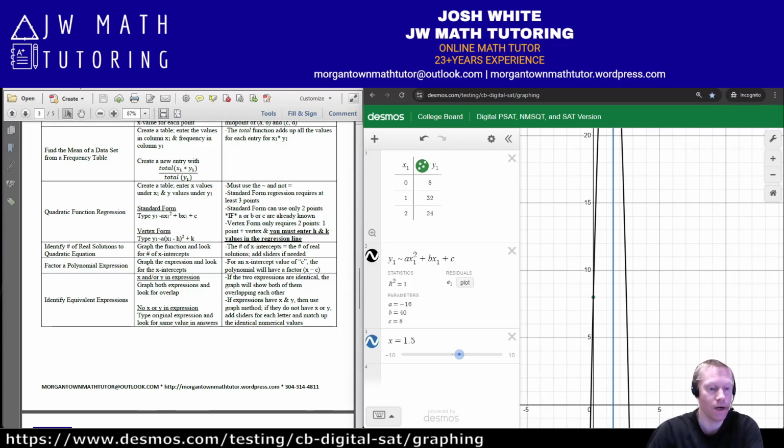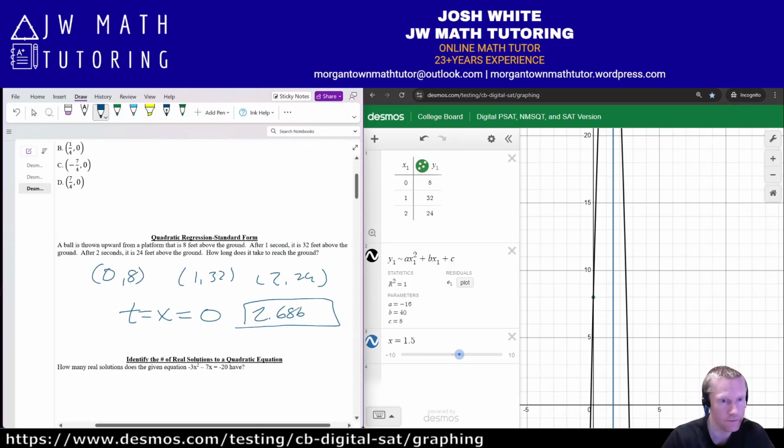Now, there are a lot of problems that you may come across on a test where you might have to use this skill, but also add a slider to figure something out. So let's look at some example problems now.